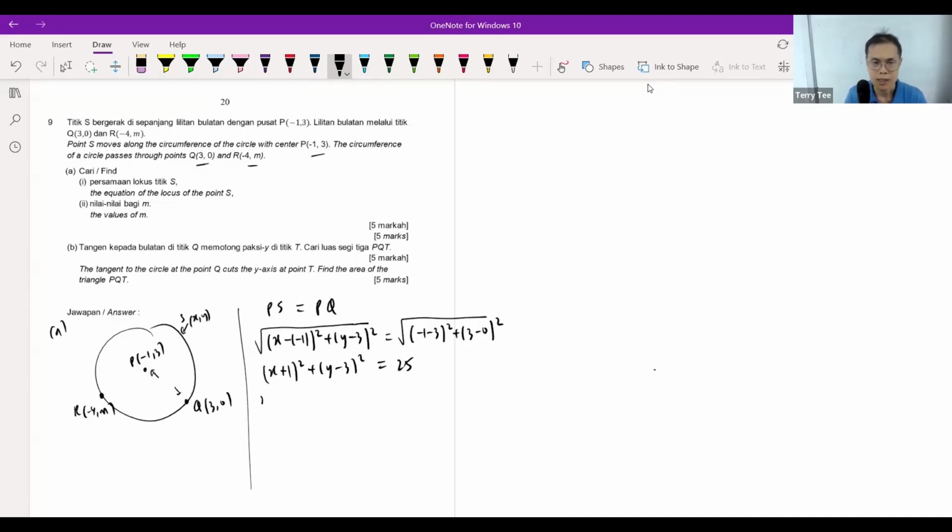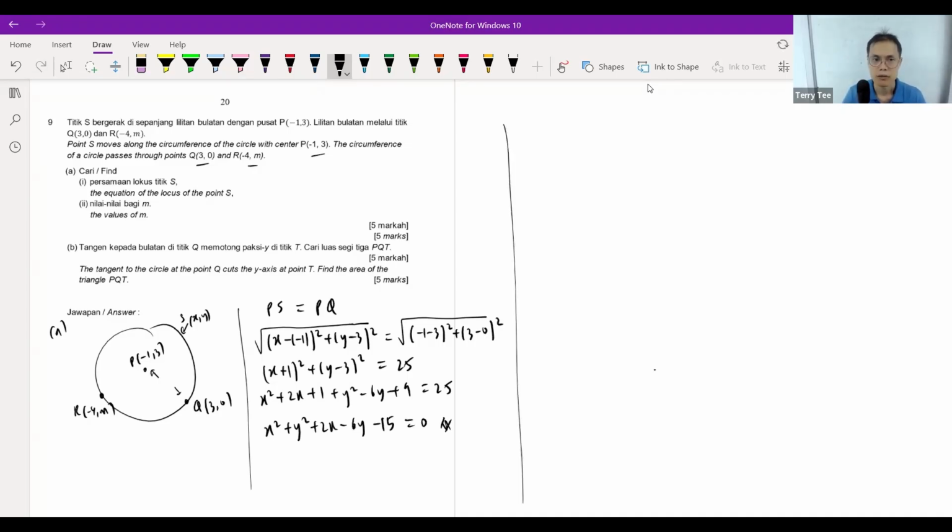Leave it as 25. Expand the brackets. x squared plus 2x plus 1, y squared minus 6y plus 9, equals 25. Rearrange. Normally we write x squared first followed by y squared, then 2x, minus 6y. 1 plus 9 is 10. 10 minus 25, you get negative 15. All right. That is part A, Roman 1.